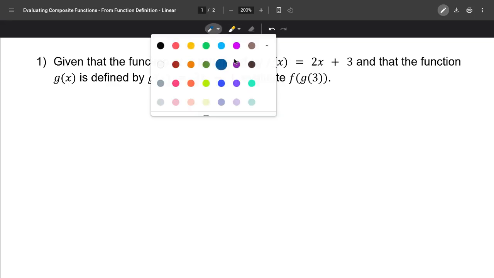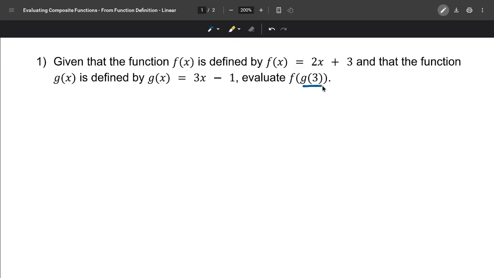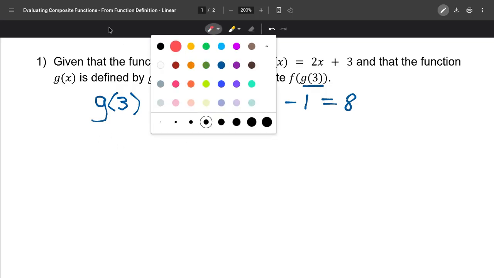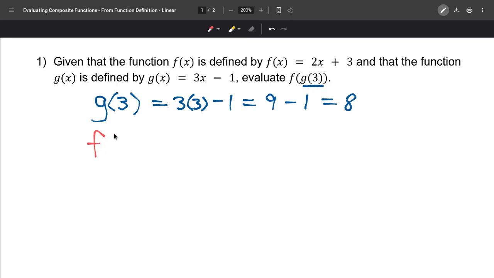So what we need to do is we need to first find g of 3. So let's do that. So g of 3, well, for x, we're going to put in 3. It's going to be 3 times 3 minus 1. So 9 minus 1, which is 8. So g of 3 equals 8. So what we're really evaluating is f of 8. Okay? So we're going to find f of 8.